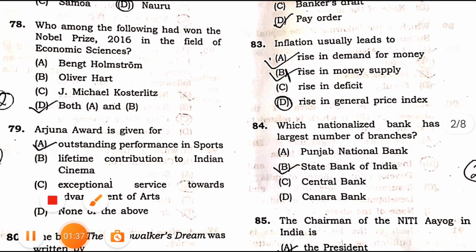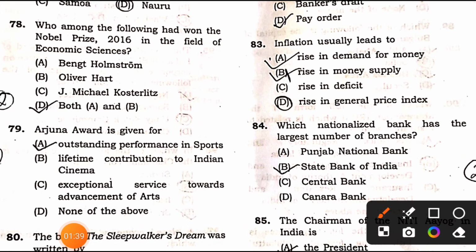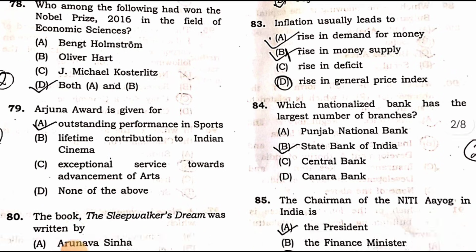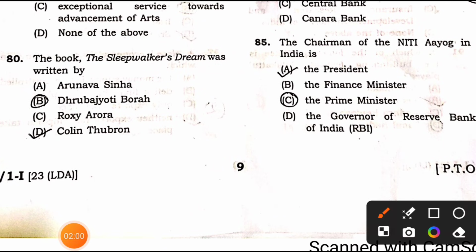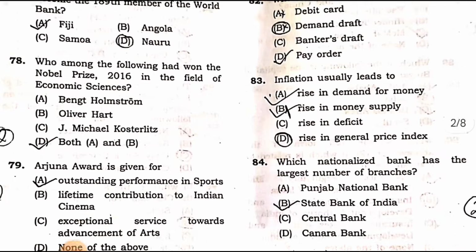Question 79. Which of the following had won the Nobel Prize 2016 in the field of economic science? The correct answer is D, both A and B. Arjuna Award is given for outstanding performance in sports. The book Sleepwalker Dream was written by Dhruva Jyoti Bora. B is the correct answer.